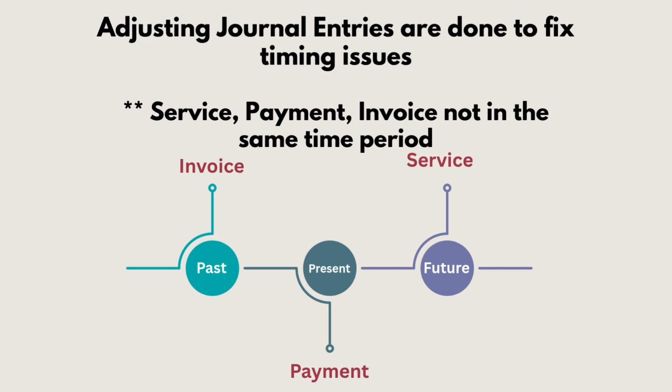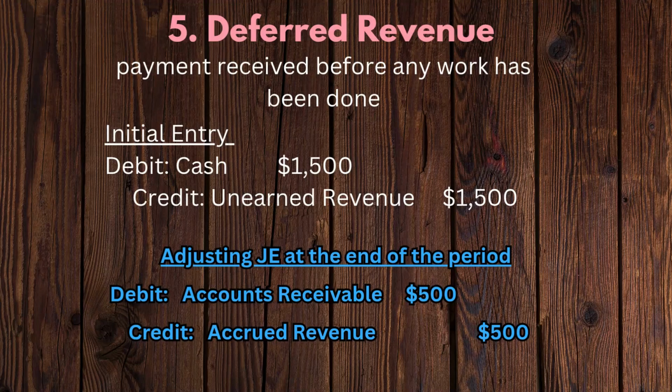Since no product has been delivered and no service has been performed, the revenue cannot be recognized. Instead, the payment creates a liability, an obligation to either perform the service or deliver the goods. That obligation stays on your balance sheet until you fulfill it. The trigger for recording deferred revenue is receiving cash in advance before any work has been done.